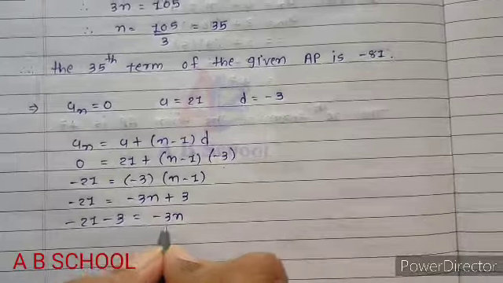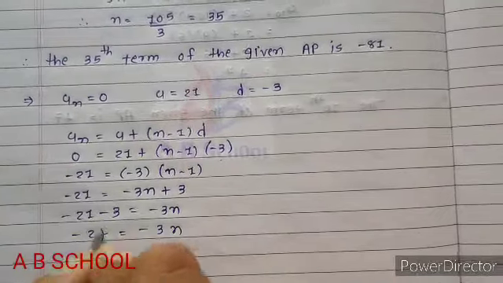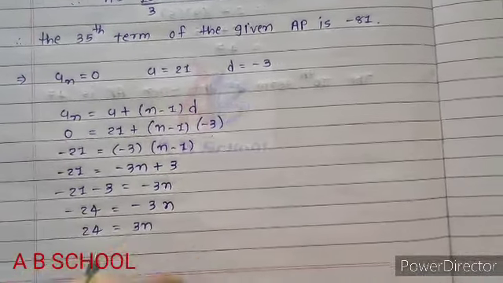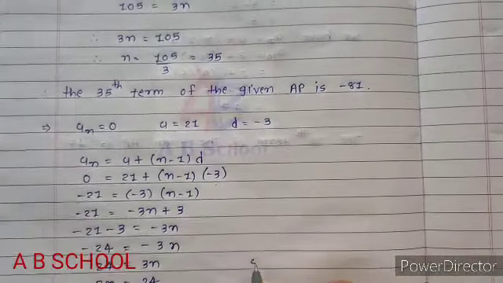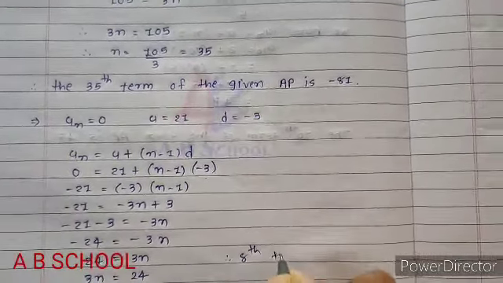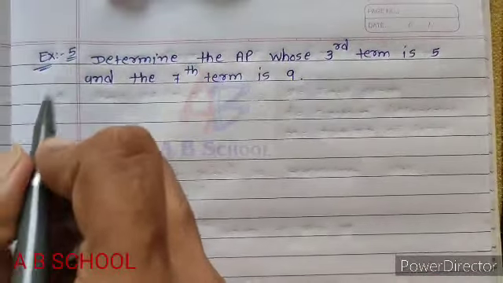Minus 21 minus 3 is equal to minus 3n. Minus 24 is equal to minus 3n. Minus minus cut. 24 is equal to 3n. So 3n is equal to 24. N is equal to 24 divided by 3 is equal to 8. So the eighth term of the given AP is 0. Now example number 5.